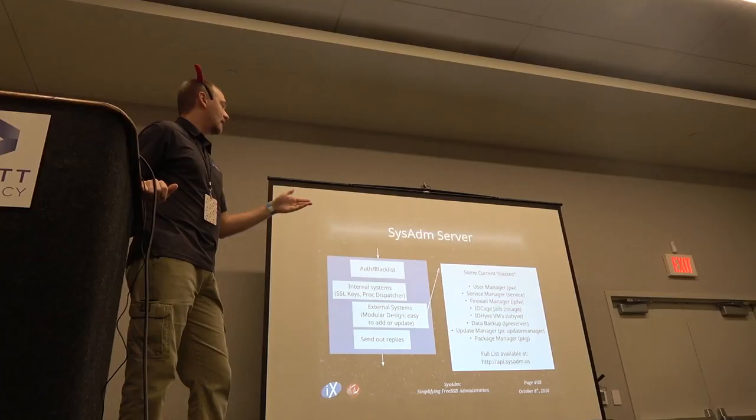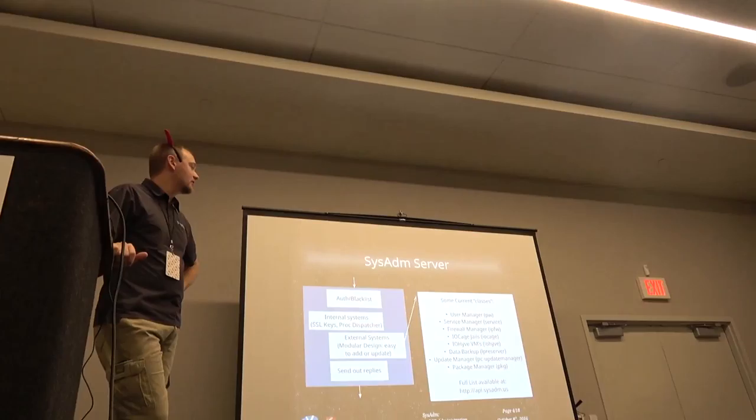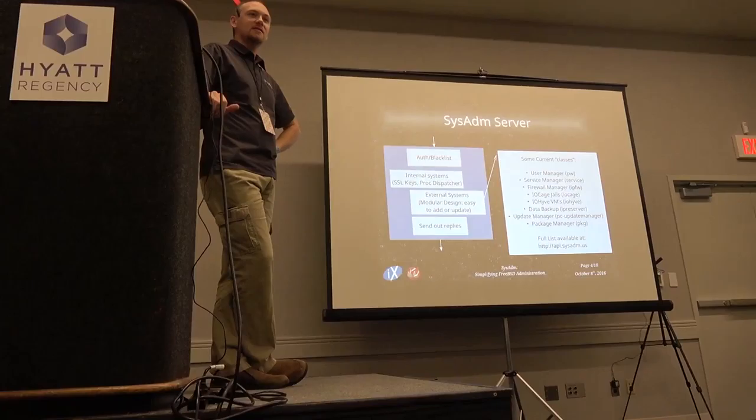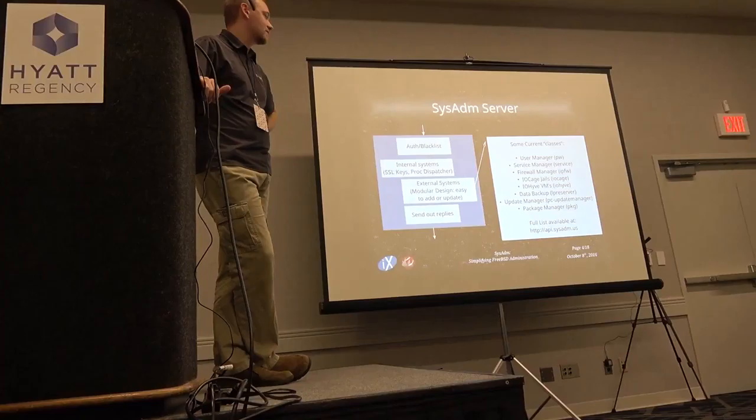We have a user manager, which is basically just a front end to the PW utility on FreeBSD. We have a service manager, which is a front end to the service command on FreeBSD. Firewall manager, this is specifically for the IPFW firewall, not PF. Okay, I just wanted to point that out. The IOCage jails, again, using IOCage. IOHive, if you want VMs, we do have a front end for that. There's still a couple things in there that are kind of weird just because of IOHive. You might have to do some manual stuff to finish up the installation of an IOHive VM, but most of it's all still there, though.